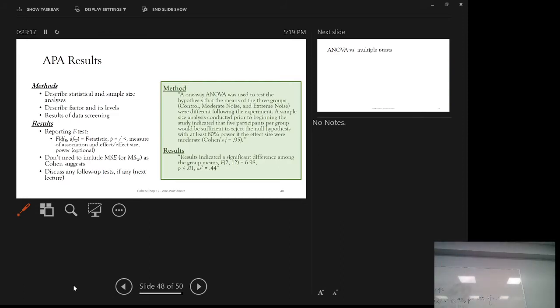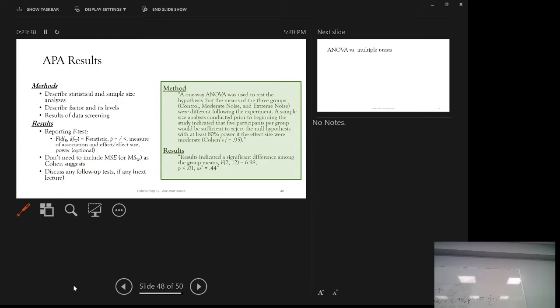Last thing before we get back into doing homework questions. How do you write these up? So when you go to write up your results on the homework, and guess what else you're going to have to write it up? On the exam. Why am I making you do it on the homework and the exam? Because that's what you're going to use.